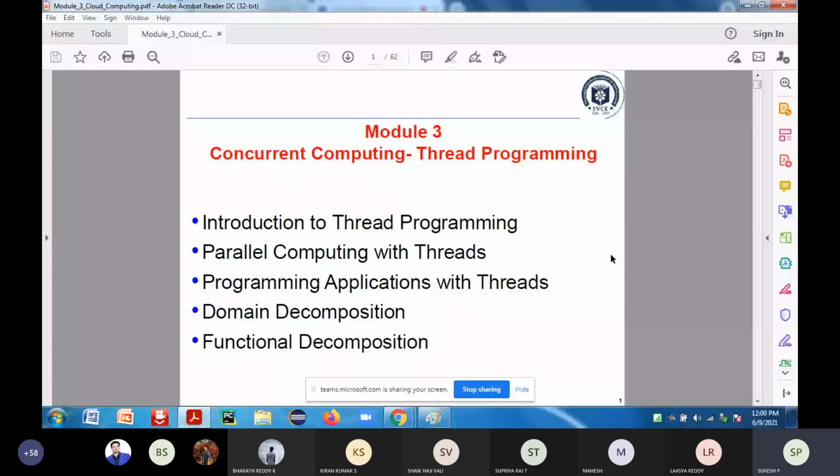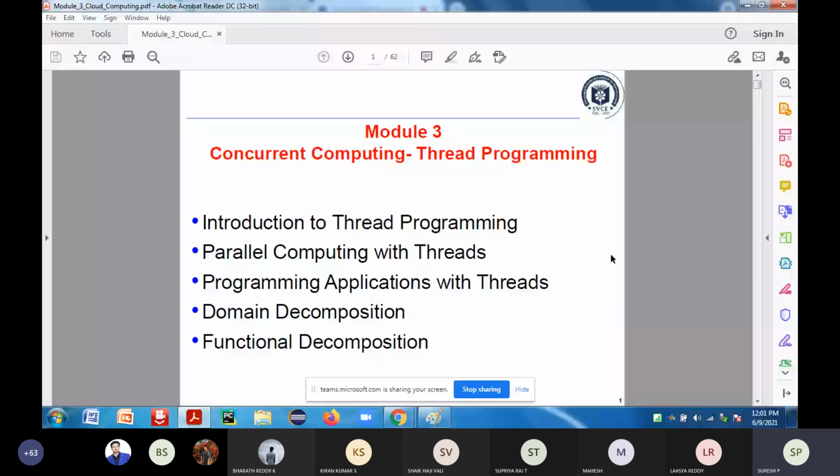The agenda of this particular module is, first, we are going to discuss the introduction to thread programming, and then we are going to discuss parallel computing with threads, how it is achieved, and how we are going to program applications using threads. The last two parts in this module are domain decomposition and functional decomposition. Okay, so next.